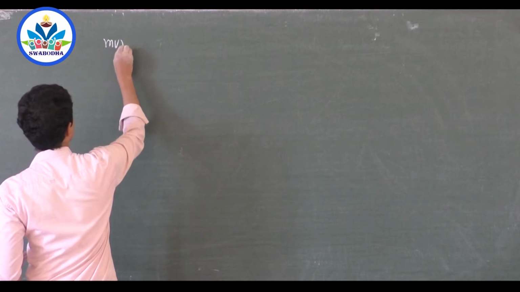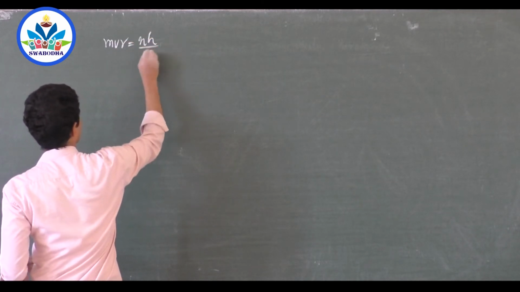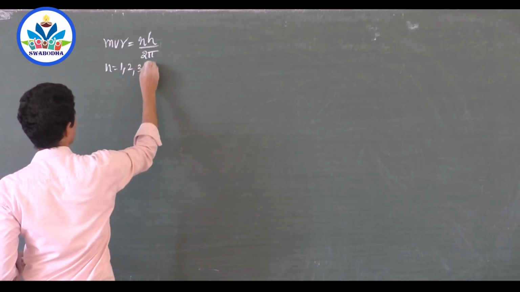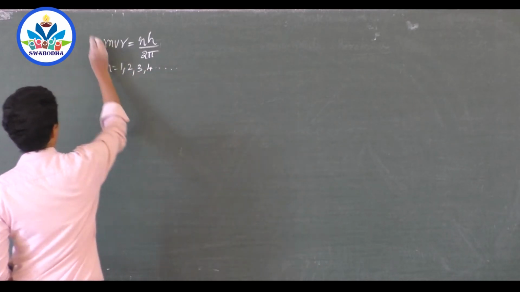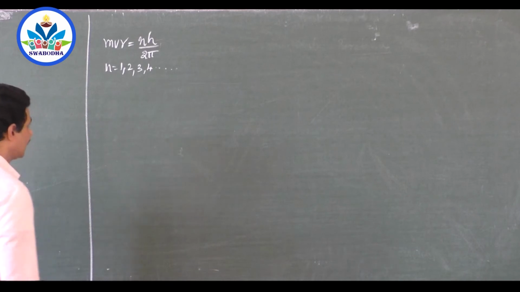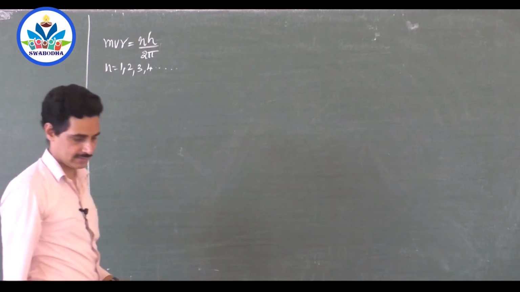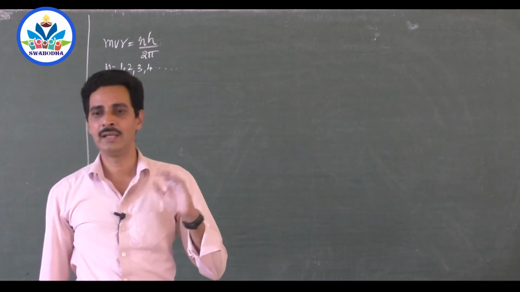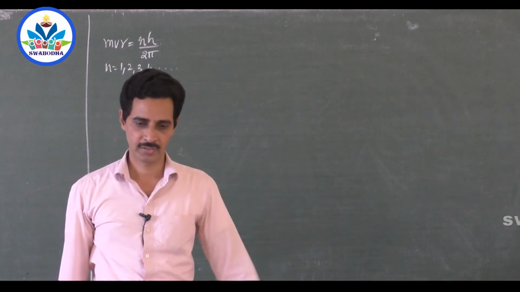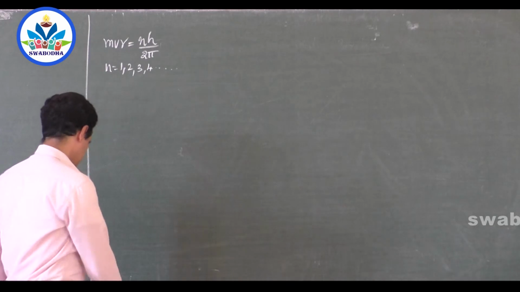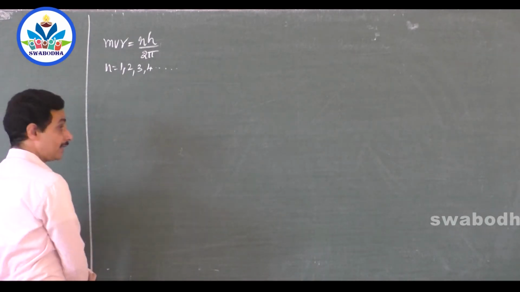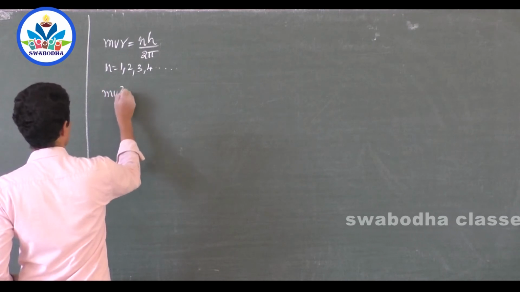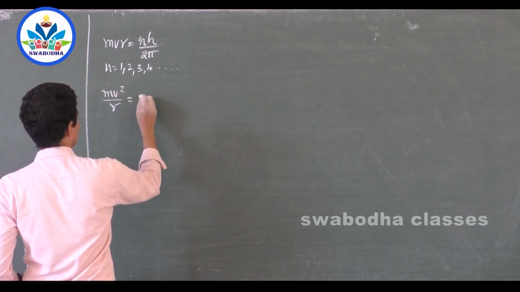Angular momentum of the electron must be equal to nh by 2 pi, where n can take the values 1, 2, 3, 4, only integers and no other values. It cannot have any other value other than integers. And this is not given by Rutherford. This was given by only Bohr, right?